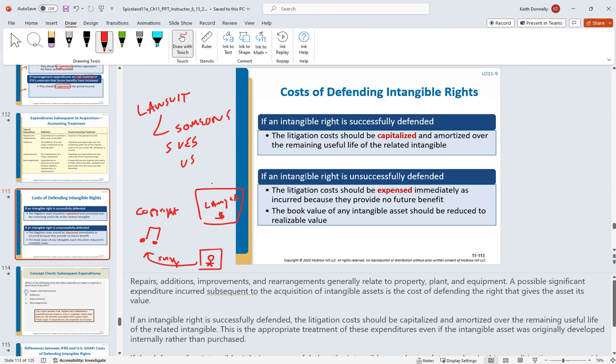The question becomes, what do we do with these costs? Well, it depends, right? You have to look at the outcome of the suit. If an intangible right is successfully defended, in other words, if we win the lawsuit in this case, then those costs for the lawyer, we're going to capitalize and amortize them over the remaining useful life of that copyright. However, if we lose the lawsuit, then we expense the fees, right? So you got to separate here. Do we win? Capitalize. Do we lose? We expense.